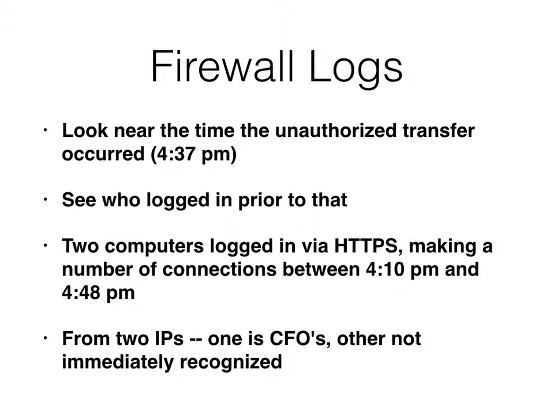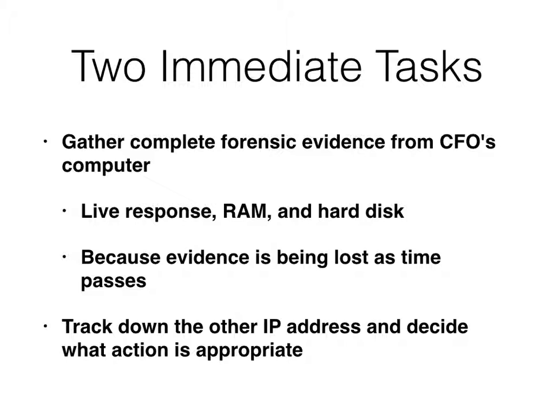So the firewall logs are obvious. Look at the time, see who logged in, and you find two computers logging in over HTTPS, making a lot of connections in the time period, around 4 p.m. from two different IPs. One is the CFO's, and the other is an IP that's not obvious what it is. So there's now two immediate tasks to go forward.